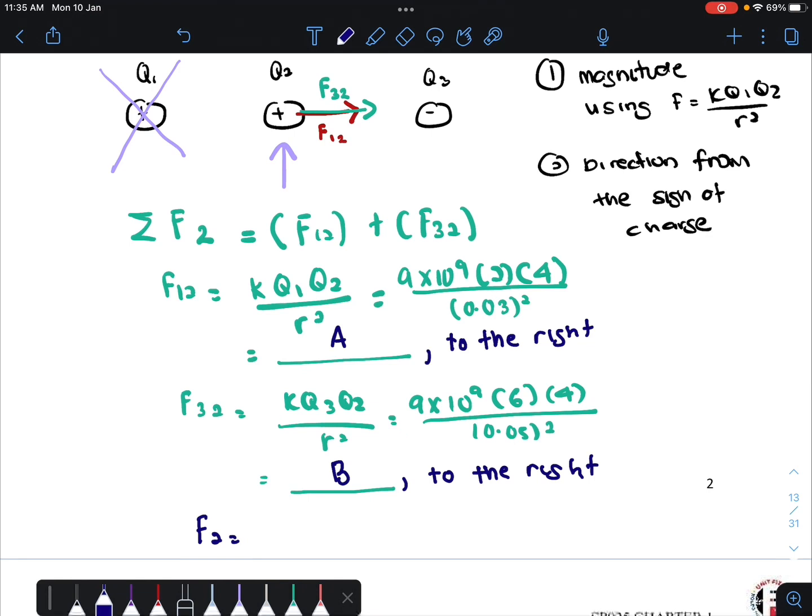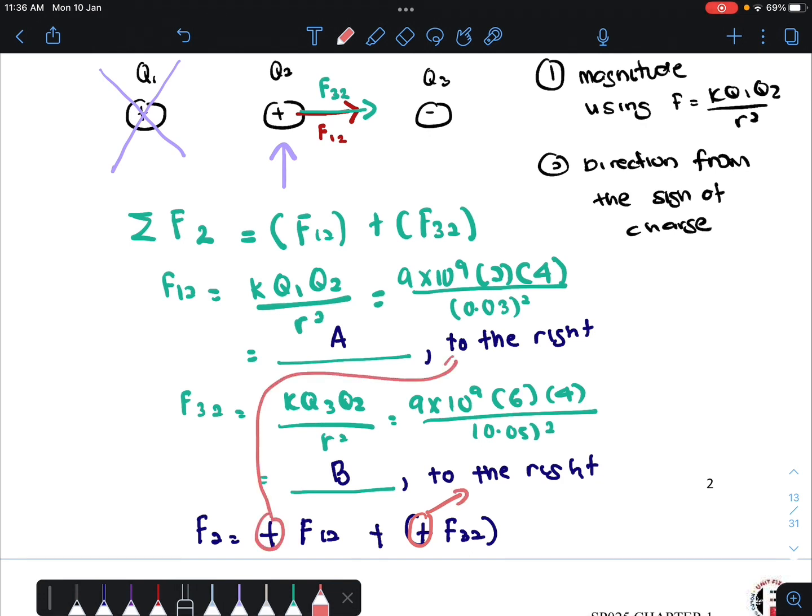When we sum, we have to consider the direction. In the summation, we consider the direction, where to the right we assume as positive and to the left we assume as negative. So positive F12 plus positive F32. This is positive because they are directed to the right. Now you can put in positive A plus positive B, whatever the values you got, and get the final answer.